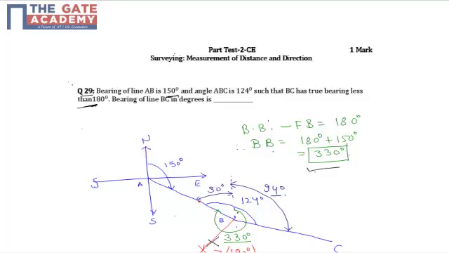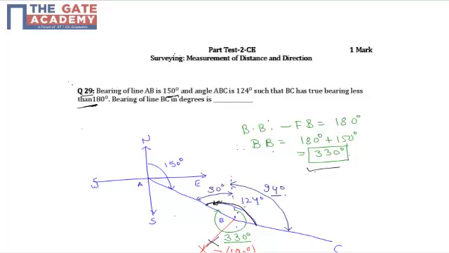Now this angle is given as 124 degrees. This angle is 124 degrees, so 124 is known to us, and this angle will be 30 degrees because the complete angle is 360 degrees. The back bearing is 330 degrees, so this will be 330 plus 30, such that this completes 360.